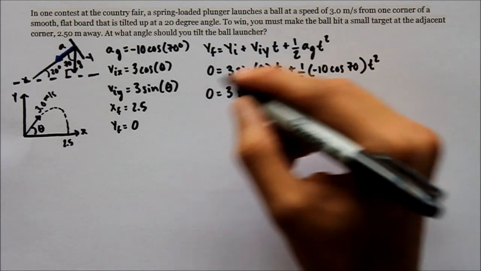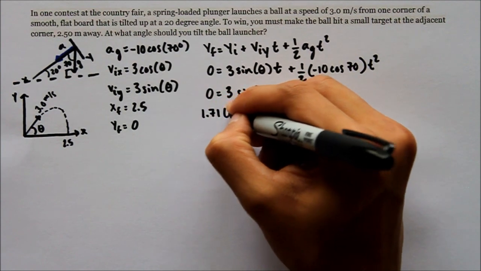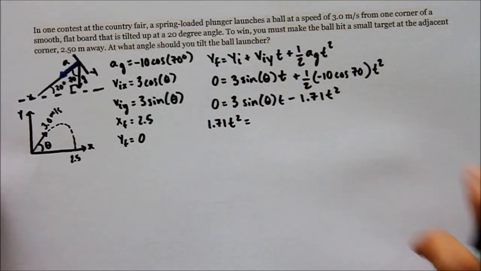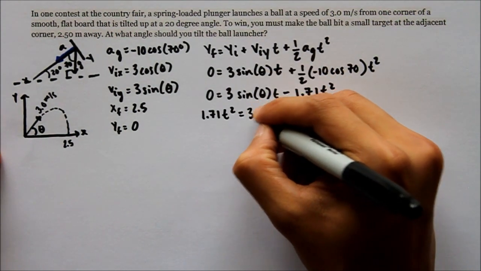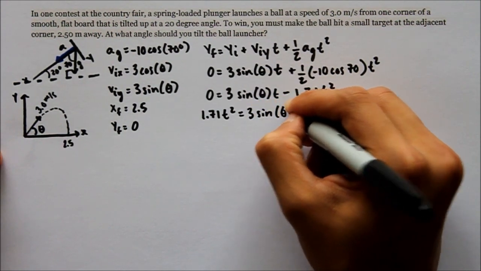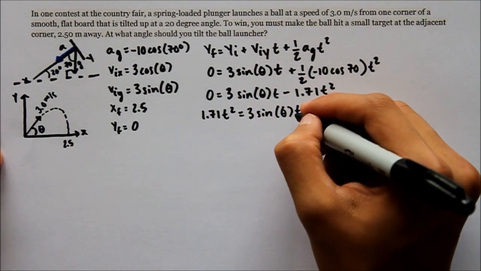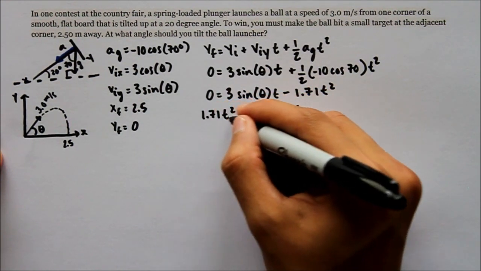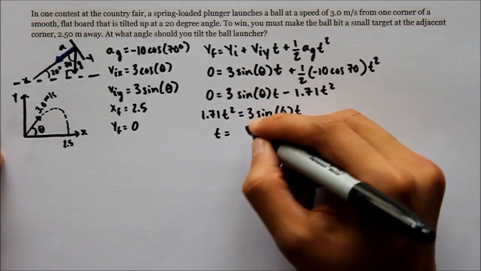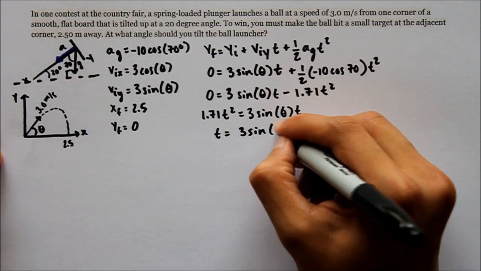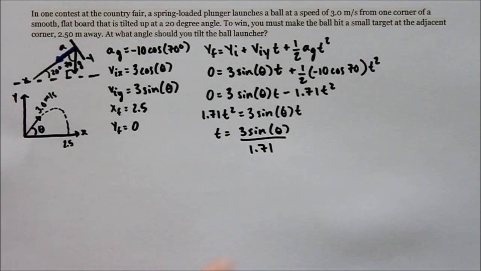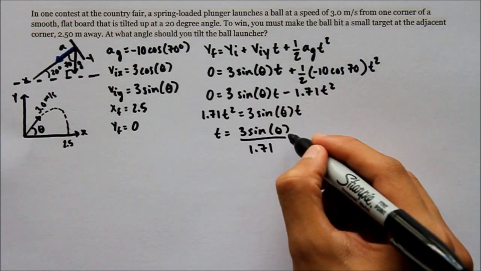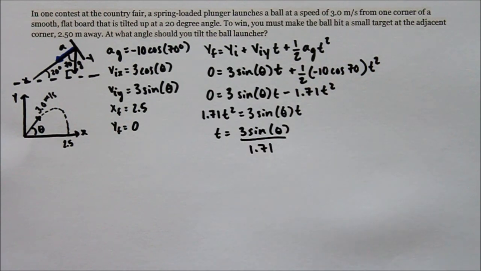So I'm going to add 1.71 t squared to both sides, so 1.71 t squared equals 3 sine theta t. If you divide by t on both sides, and then divide by 1.71, I will be left with t equals 3 sine theta divided by 1.71. And you guys saw how I solved for t there in terms of theta. So later on I can use that in my x kinematic equation.